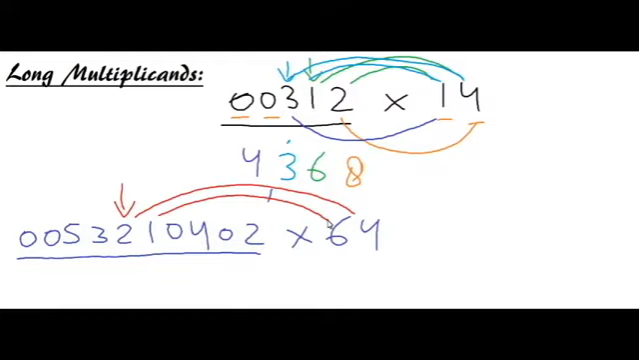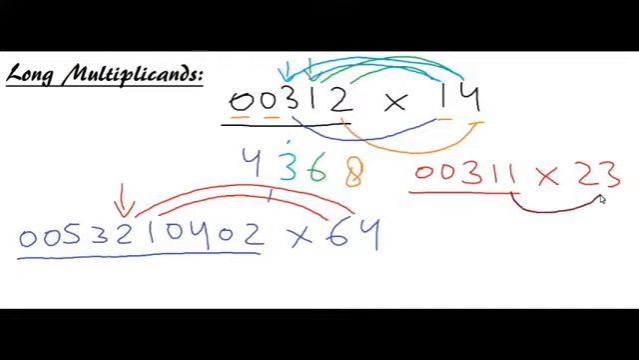Okay, let's do 311 times 23. Put 2 zeros here because you have 2 digits in the multiplier. Now the first step, 1 times 3 is 3. Now the middle step is outsider with the outsider and insider with the insider. 1 times 3 is 3 and 1 times 2 is 2. 3 plus 2 is 5.